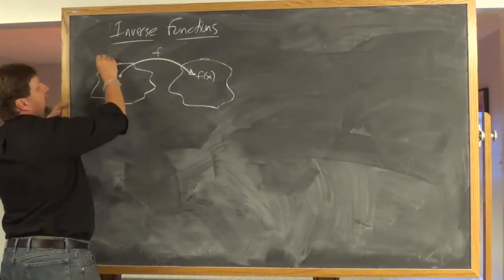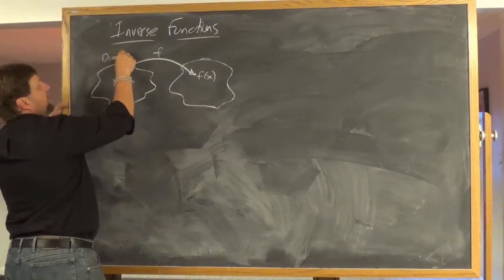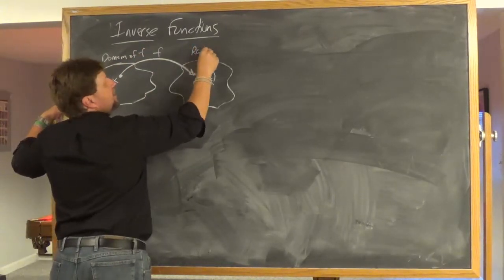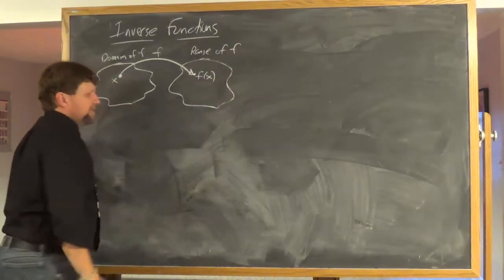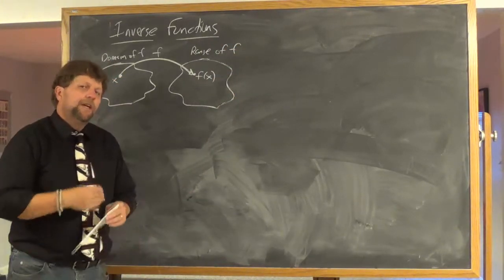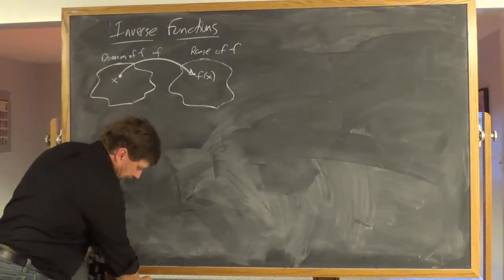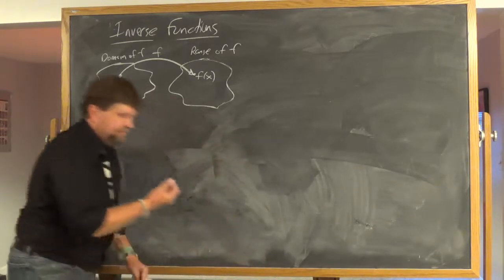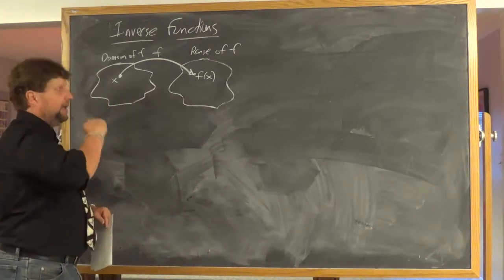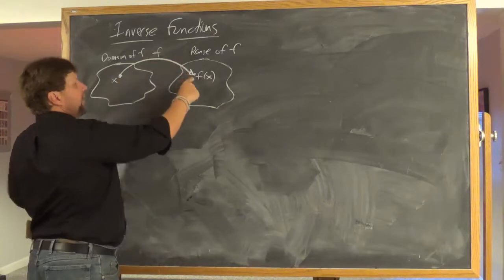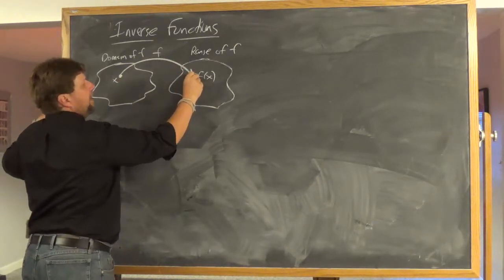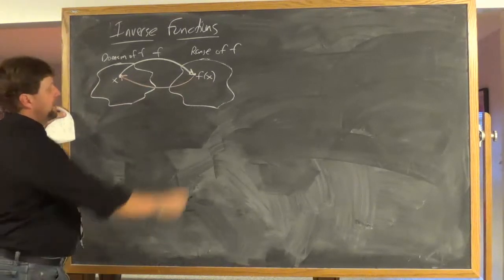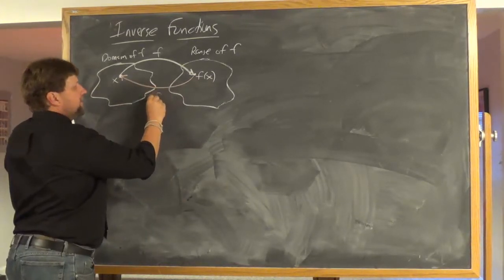Remember, this blob represented the domain of function f, and this is the range of function f. Here's what an inverse function will do. An inverse function starts where you were dropped off and it sends you right back to where you started. This is the notation for inverse function.